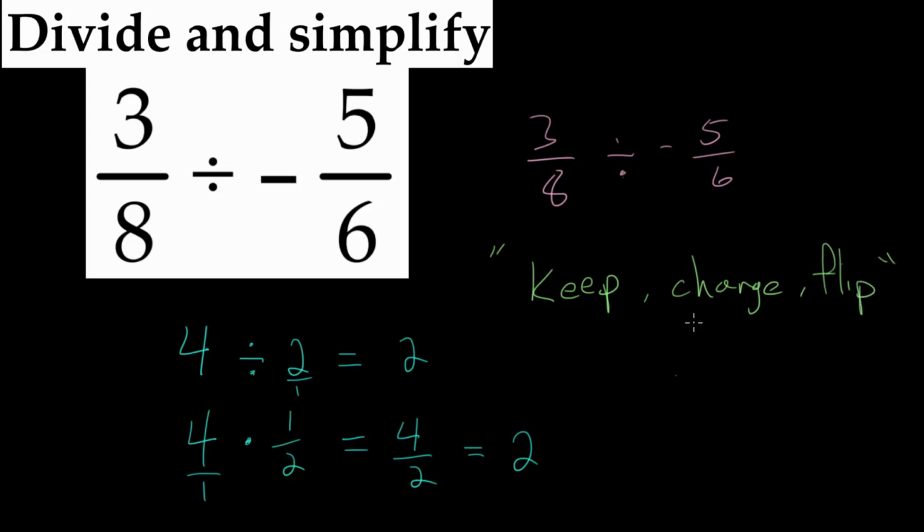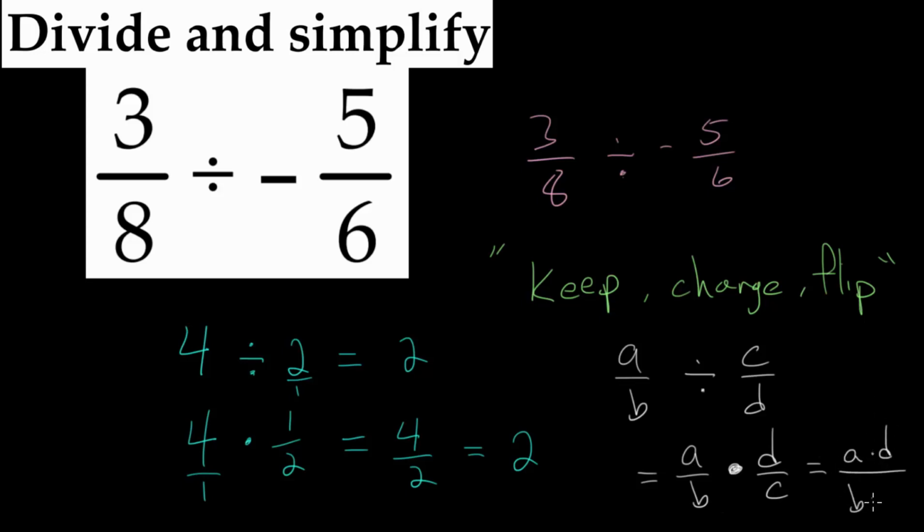But the general idea is that if we have, let's say, some fraction, a over b, and we're dividing it by another fraction, c over d, that we can rewrite this by keeping the first fraction, a over b, changing this from division to multiplication, and then flipping the second fraction. And then at that point, we just multiply straight across. We get AD in the numerator and BC in the denominator.